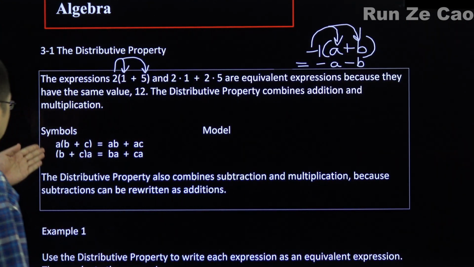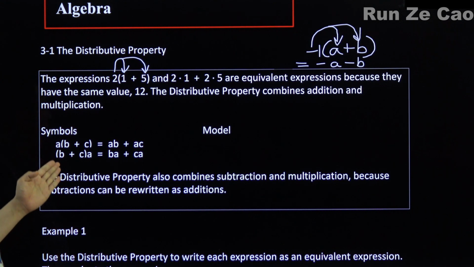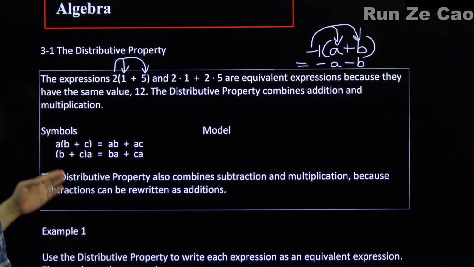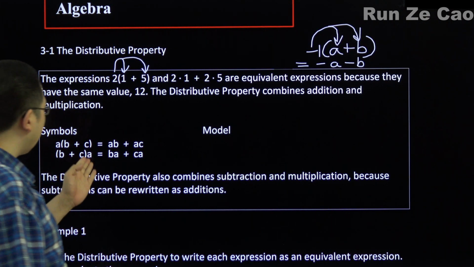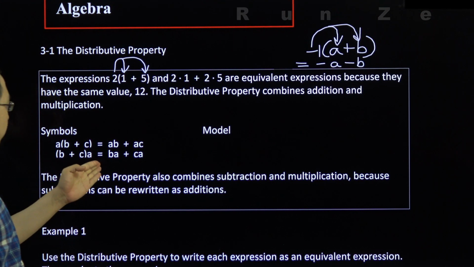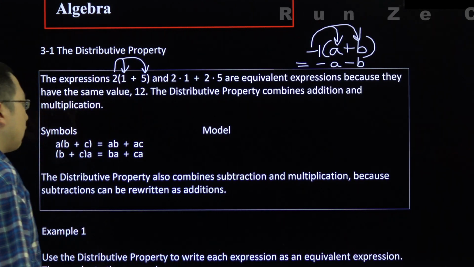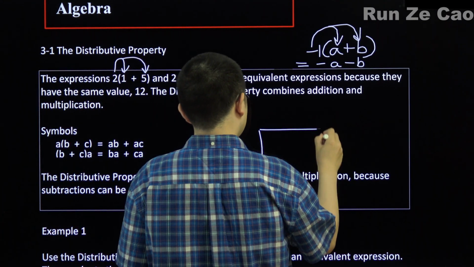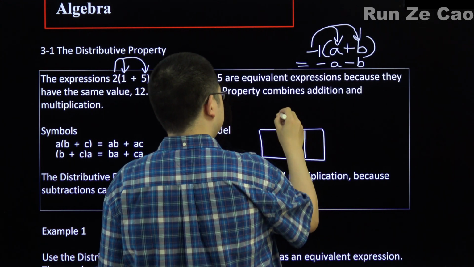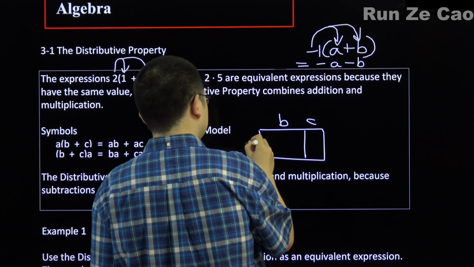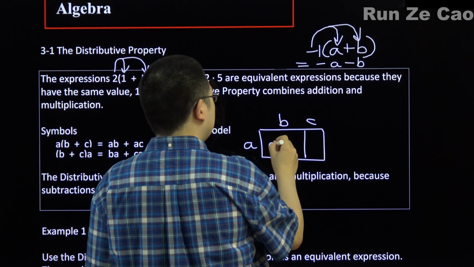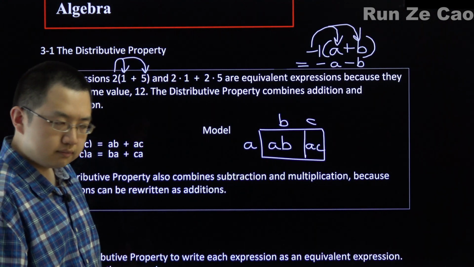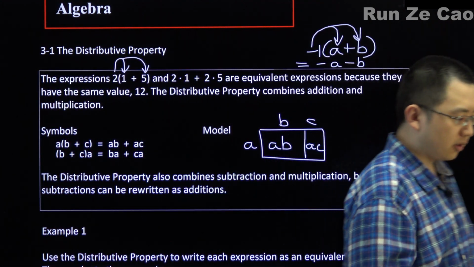Okay, so in symbols, we have a times (b plus c) is equal to ab plus ac, or (b plus c) times a is equal to ba plus ca. All right, then how can we model this? Well, let's say we got b plus c, and it's multiplied by a. Well, then that's ab plus ac in area. That's how you model distributive property.